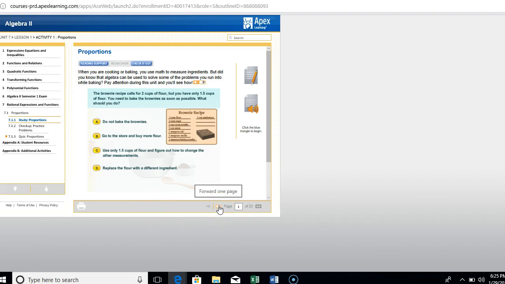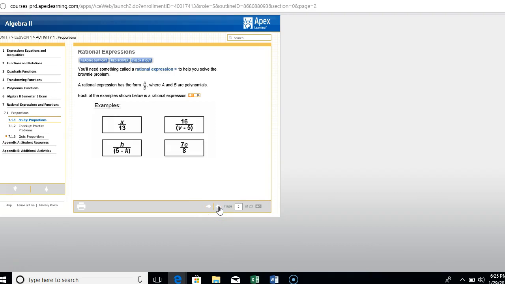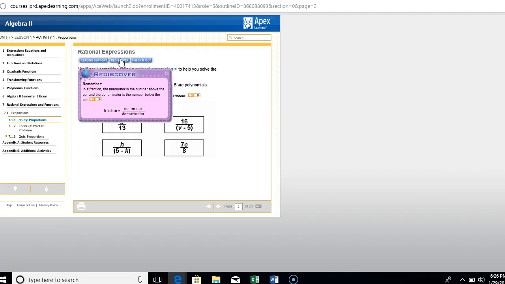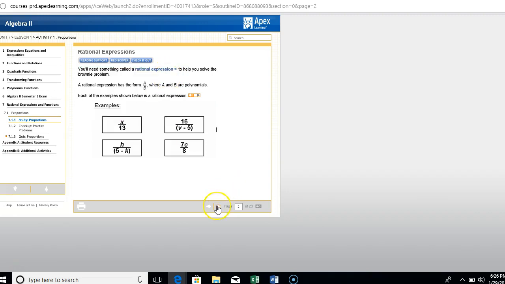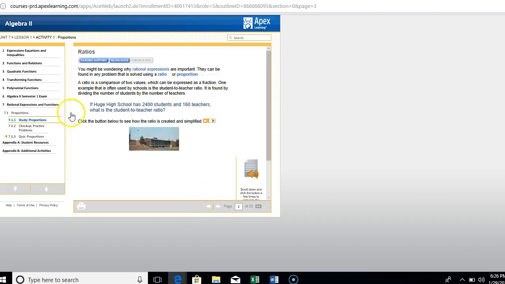So let's go through a couple of these pages. So page 1, page 2. If you want the computer to read out loud to you, you can click reading support. If you need to review concepts, here's a rediscover button. Check it out. All of these are interactive pieces. Make sure you understand every single thing that you see on these slides. If not, that is an email to me.